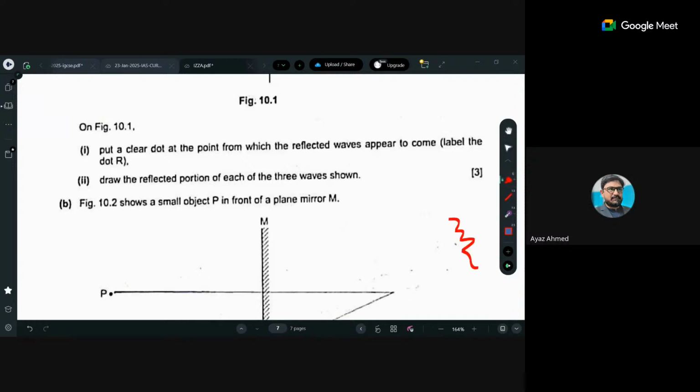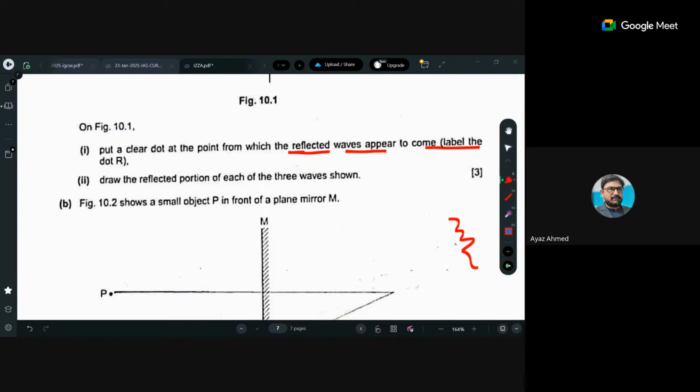Sir, so there are three marks. How many marks would be for the three reflected waves? Put a clear dot from which the reflected waves appear to come. So 3 marks mean three reflected wave fronts. So how many marks are for the dots and how many marks are for the waves?